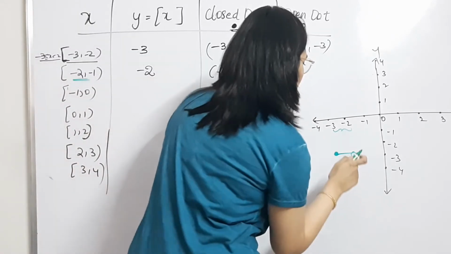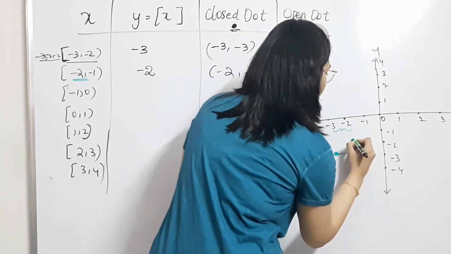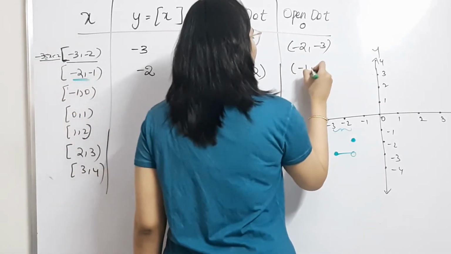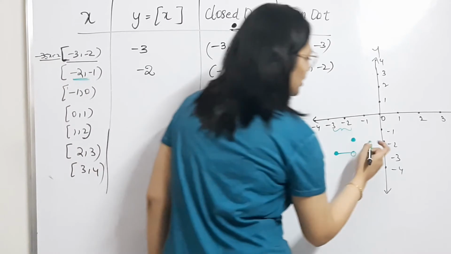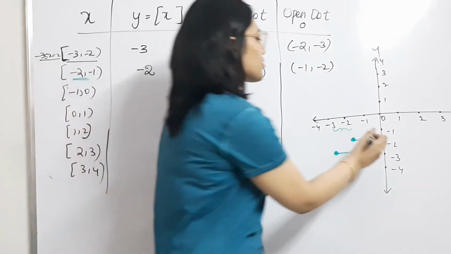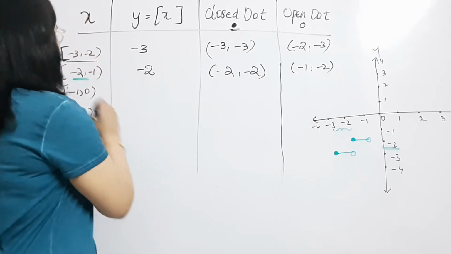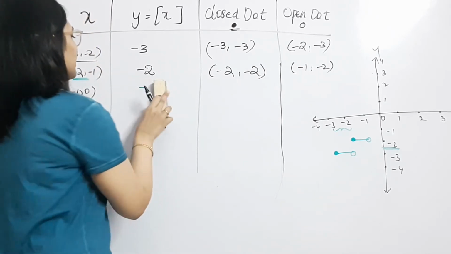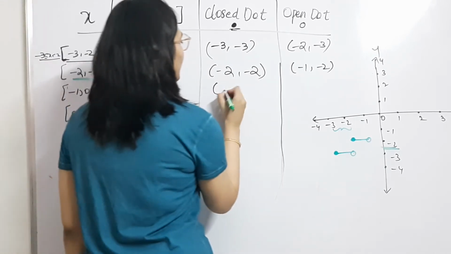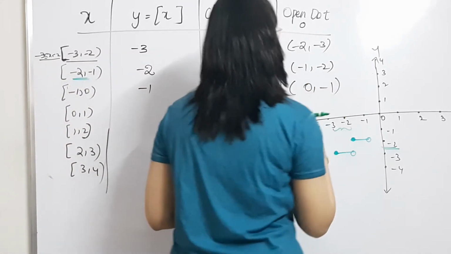So now let's directly jump to this. For -2 you get -2 directly, but the open dot will be at (-1, -2), because anywhere between -2 and -1, if you define x, you will get -2 as the y value, right? So we define that. Now next, -1 to 0. You get -1, because that is the greatest integer that is less than x, and the closed dot will be for -1, but the open dot will be at (0, -1), right?